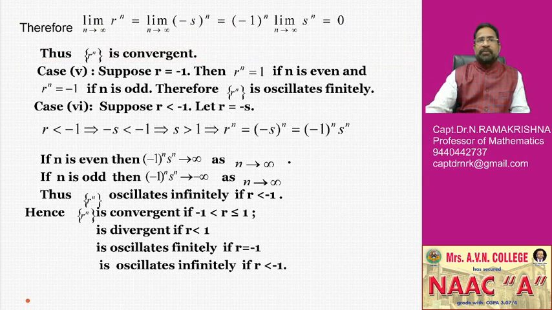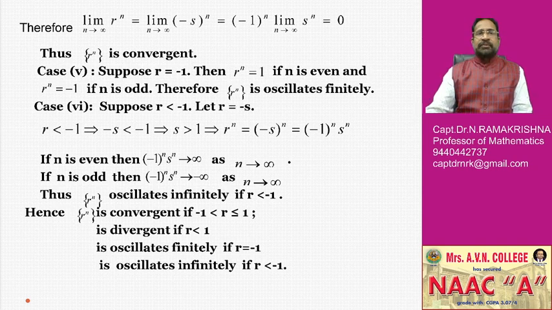So therefore the limit of r power of n is the limit of (minus 1) whole power of n times s power of n. This is equal to 0. So the total is equal to 0. Thus the sequence r power of n is convergent in this case.